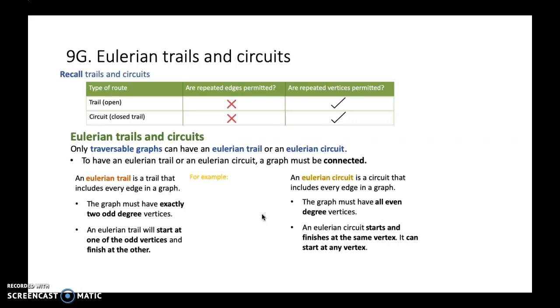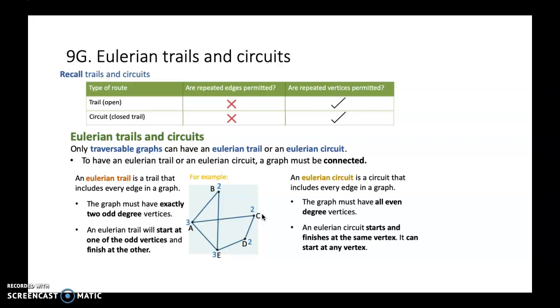One example for Eulerian trail. So in this connected graph, we have vertices A, B, C, D, E. We need to firstly check the degree of each vertex. For A, the degree is 3, B 2, C 2, D 2, and E 3. So as you can see, we have only two odd degree vertices and the rest of them are even.